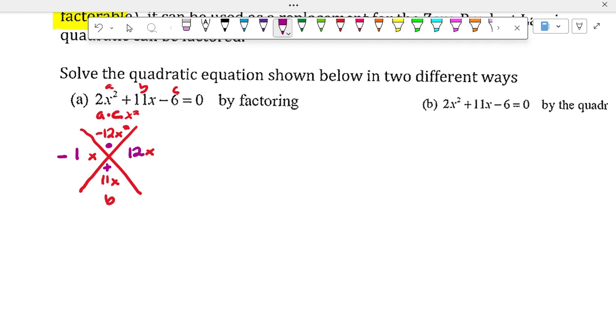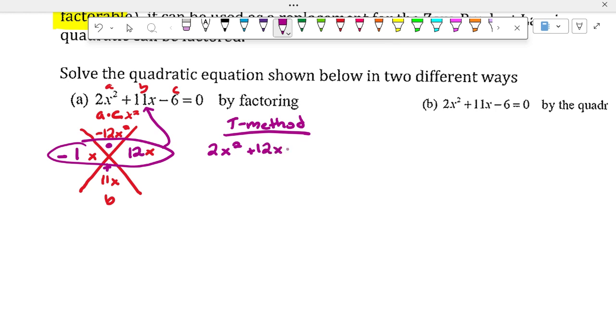Which method do you want me to do? Do you want me to use T or reverse box? T? All right. Remember, we're going to take these and rewrite the 11x. If I use T method, I'll actually just do both so you have the review. So I'm going to rewrite it as 2x squared plus 12x minus 1x minus 6, and we're going to solve by grouping. So I'm going to draw my T, and we're finding GCFs of each group.